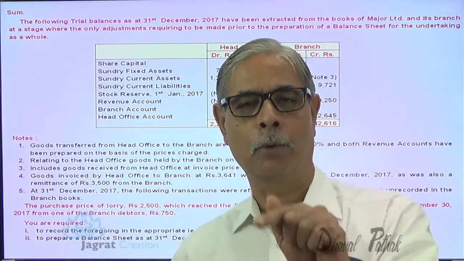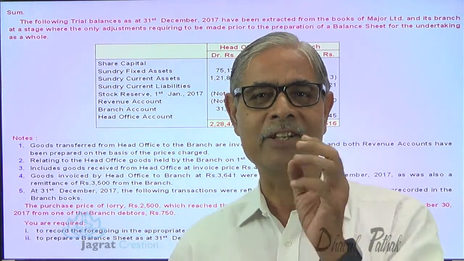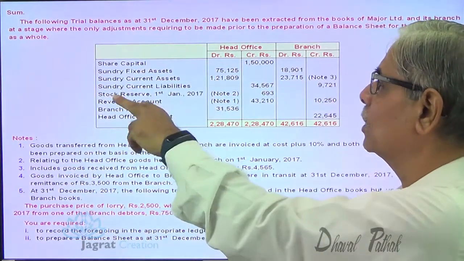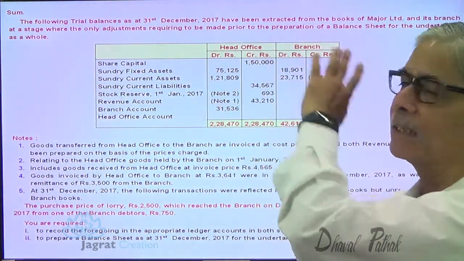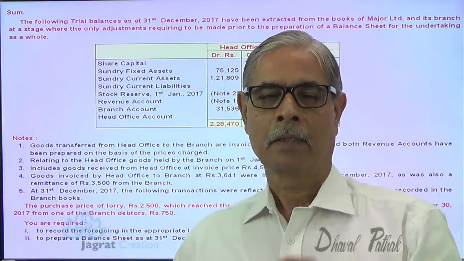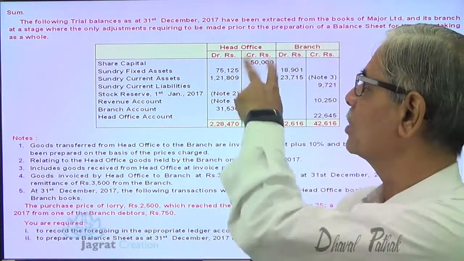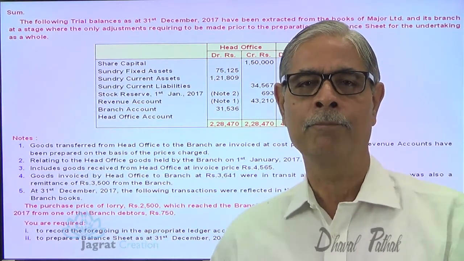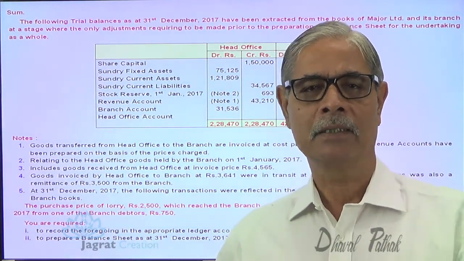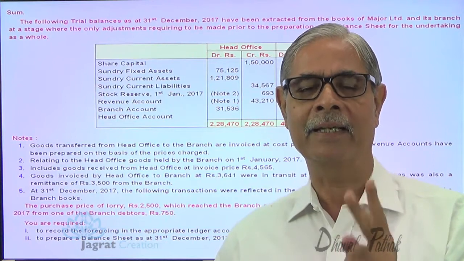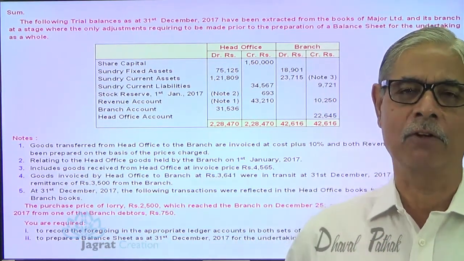Then I will find out the closing balances of these amended ledger accounts, and those ledger balances will be carried to the head office and branch trial balances. So the amended, revised trial balance of HO and branch will be prepared after adjustment, and after that, I will prepare the balance sheet of the undertaking as a whole. This is the strategy that I want to follow.